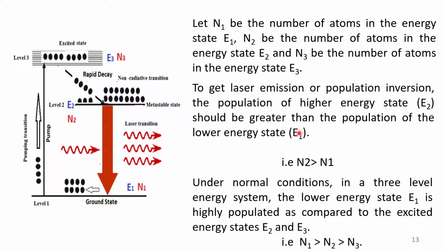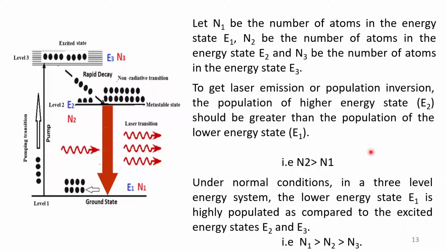Now let us consider N1 to be the number of atoms in the energy state E1, N2 the number of atoms in the energy state E2, and N3 the number of atoms in the energy state E3. Now, to get the laser emission or the population inversion, the population of the higher energy state E2 should be greater than the population of the lower energy state E1. That means it should satisfy the condition N2 > N1. That is, the number of atoms in the energy state E2 should be greater than the number of atoms in the energy state E1.